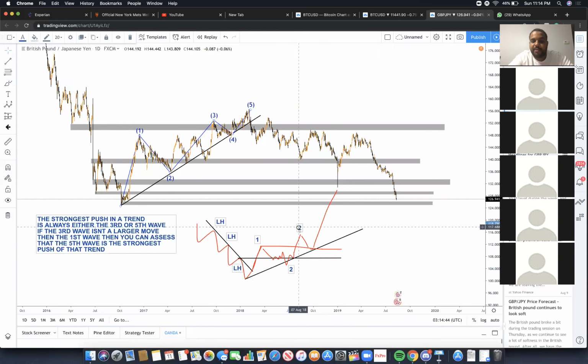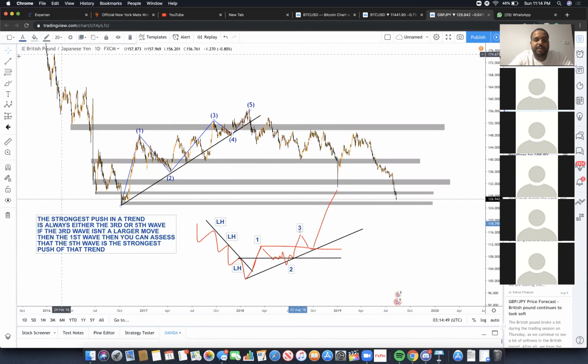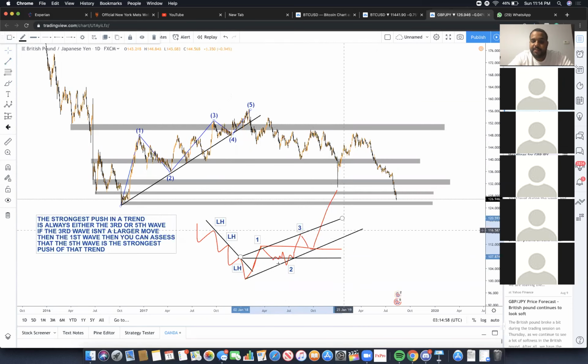In an uptrend, we focus on higher lows. In an ascending channel, we focus on what? Higher highs and higher lows, right? So now let's say we have the higher highs and then we have the higher lows.